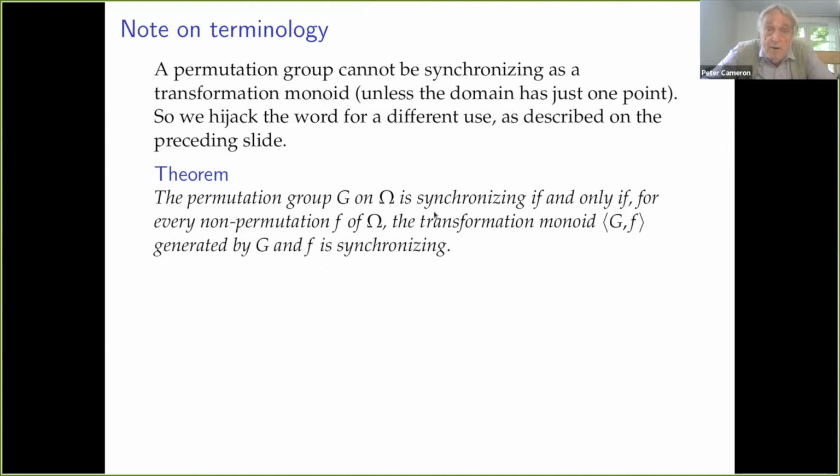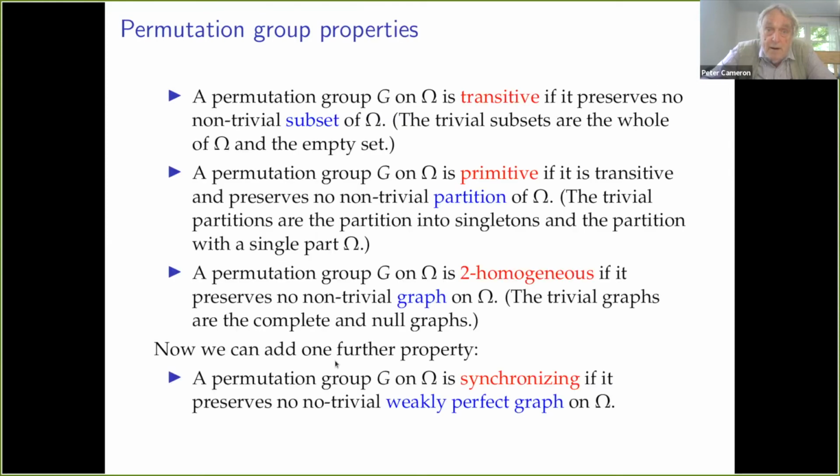So if you look at those statements on the previous slide, you can see that synchronizing lies somewhere between primitive and too homogeneous. Too homogeneous means it doesn't preserve any non-trivial graph. Primitive means it preserves no non-trivial partition. You could represent the partition by a disjoint union of complete graphs on the parts. That's weakly perfect, and that would be preserved if the partition is preserved. So this is stronger than primitive, weaker than too homogeneous.